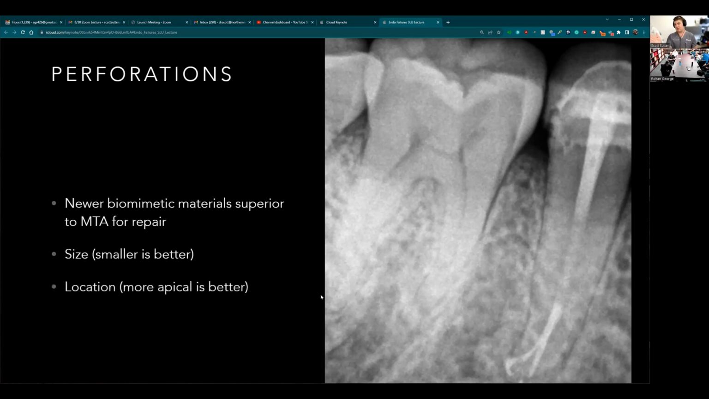important. So on this case, you see right here, it was a referral where a general dentist had ledged himself out and could not get past it. So sent it to me. He was about 4 millimeters short of where he should be. I was able to bypass it, but the way I bypassed it was creating.